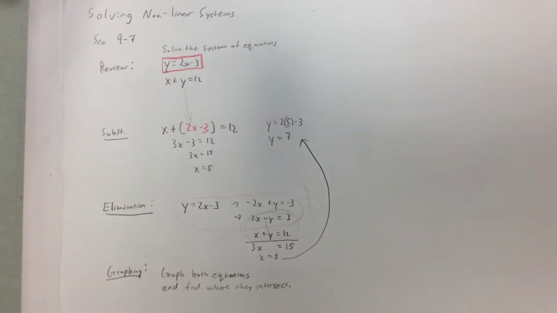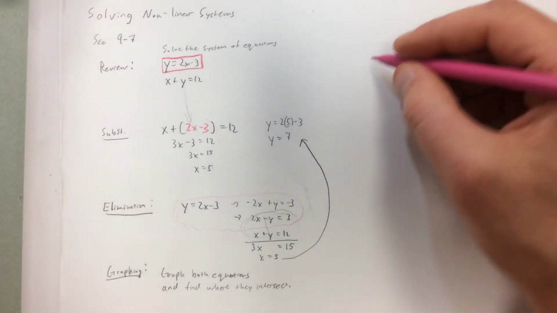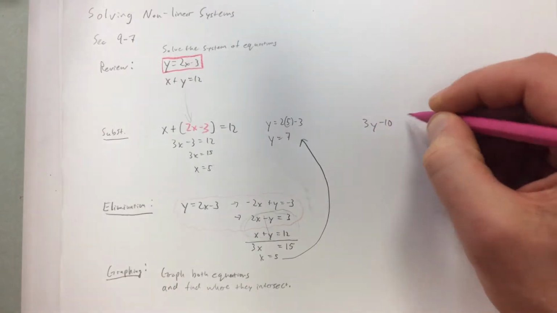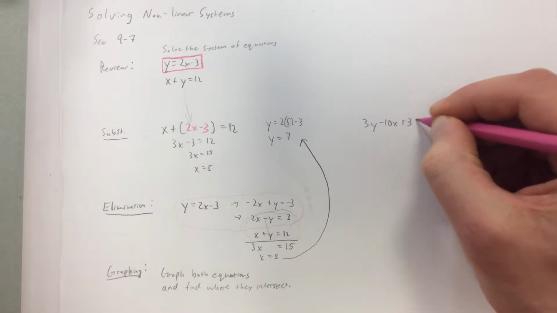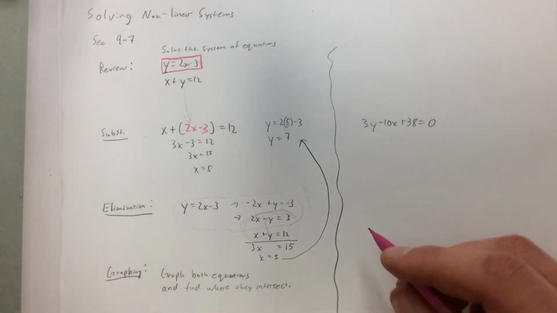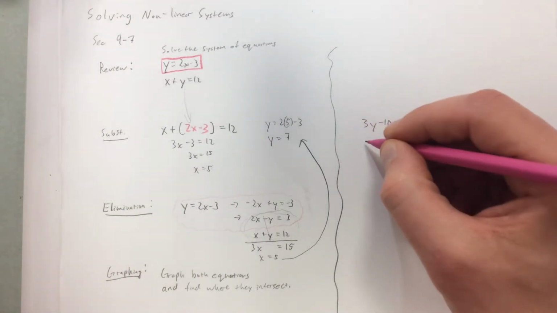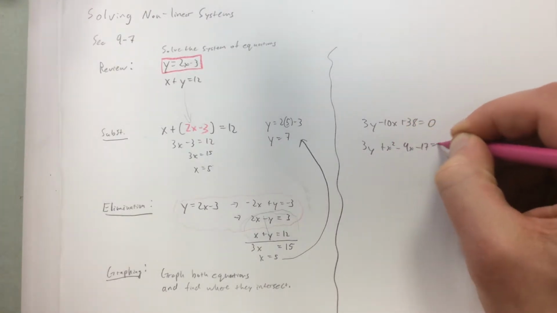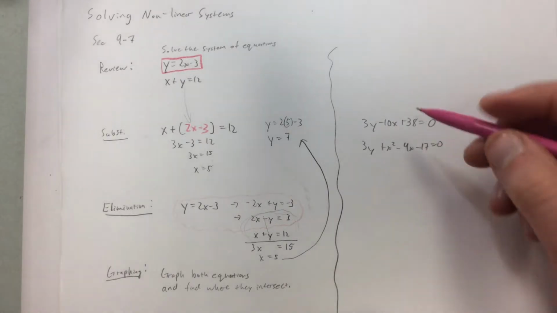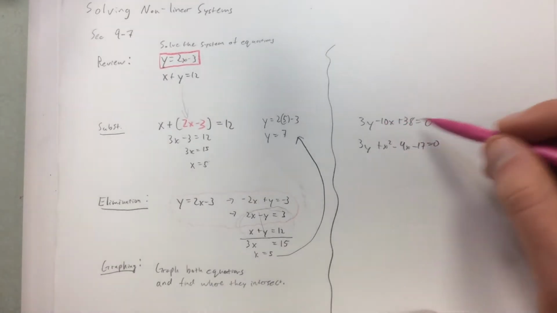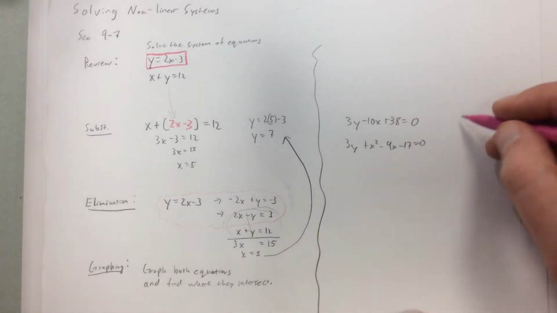In solving a nonlinear system, look at the following example. If we do substitution, one equation is 3y minus 10x plus 38 equals 0. And the other equation is 3y plus x squared minus 4x minus 17 equals 0. So using substitution, I'm going to solve for one of the variables here. I could solve for x or I could solve for y. I'm actually going to solve for y here.